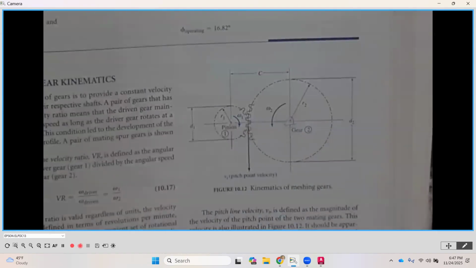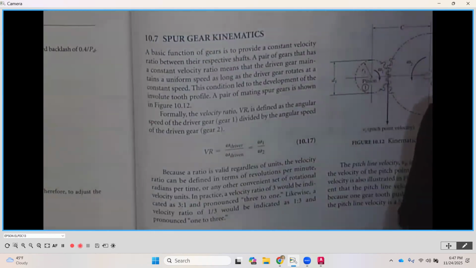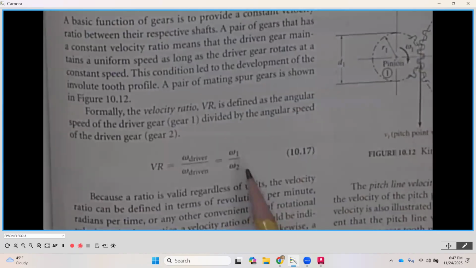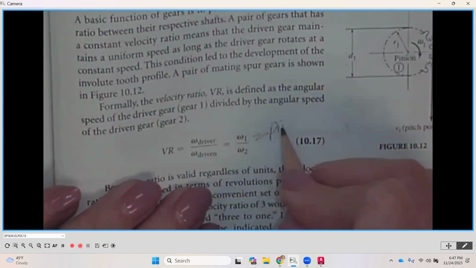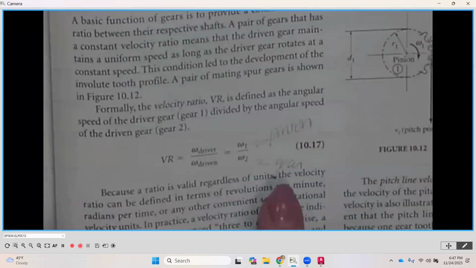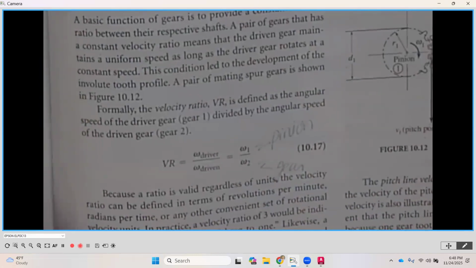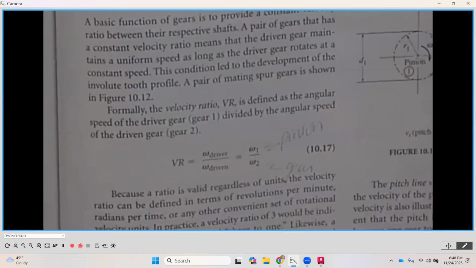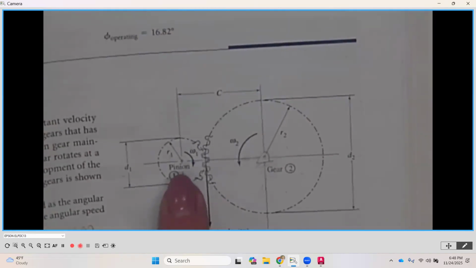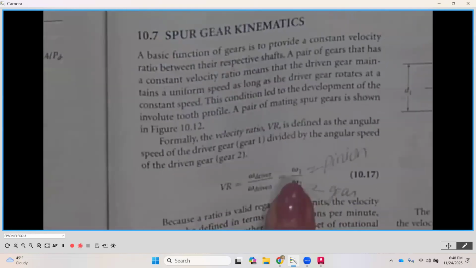Velocity ratio is going to be calculated using equation 10.17. When we're purely looking at rotational speed, we take the rotational speed of the pinion divided by the rotational speed of the gear. Again, when we have two gears in engagement, the pinion is the smaller, faster rotating gear, and the gear is the larger. So you'll notice this one's called the pinion and this one's called the gear. The larger number is up on top.